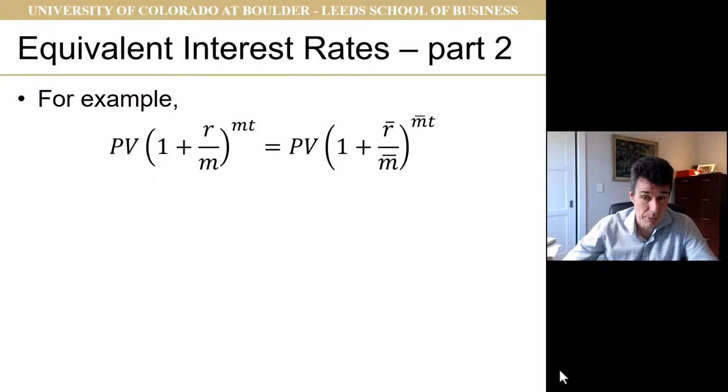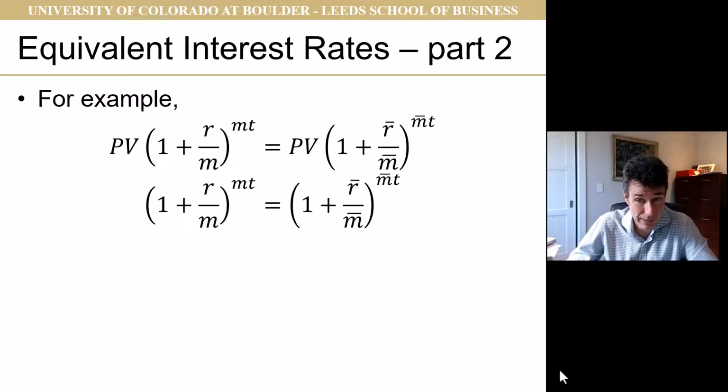So for example, here we go. Present value times (1 + R/M)^(MT) equals present value times (1 + R bar/M bar)^(M bar T), where M and M bar are different numbers. So these are both the formula for the future value, and what we're saying is if I'm given a rate R with a particular compounding frequency M, I can find a different rate R bar with a different compounding frequency M bar, which gives me exactly the same answers.